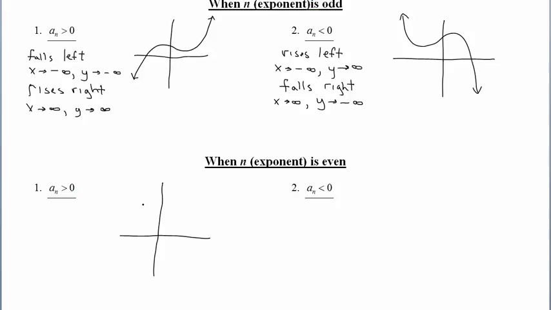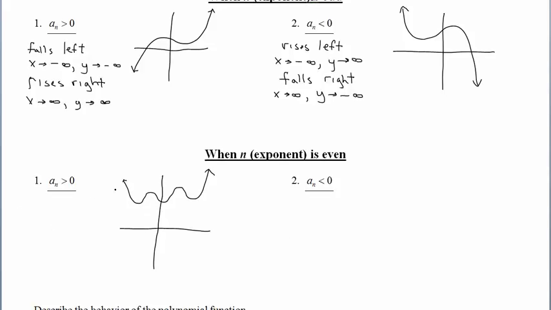If I have a quadratic, or a 4th degree, or a 6th degree, but the coefficient on that highest degree term is positive, it's going to look something like an upward opening parabola. It might have a few bumps along the way, but both ends are up, as opposed to one down and one up, when a sub n, the coefficient, is positive. So what's the description of that behavior? Well, we can see rises left and rises right.